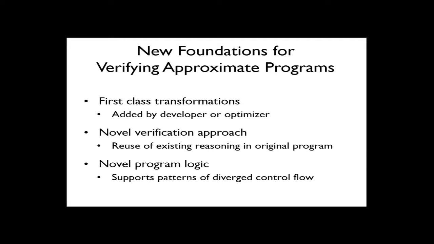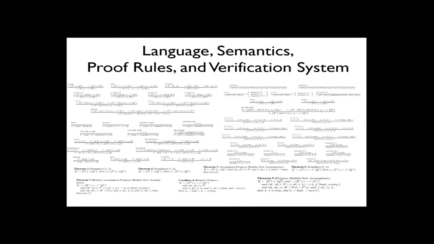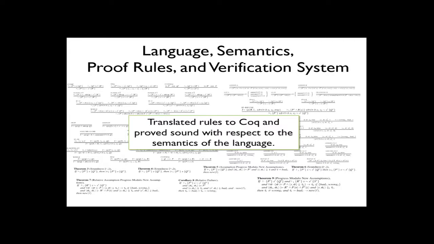And finally, we've got this programming logic that allows us to reason about the different concerns that come up while trying to do verification. Now, what this all comes together in is a big collection of inference rules, and this is a quarter of the inference rules or so. But the really important thing here is that we've taken these inference rules and actually translated them to Coq. And Coq is a proof assistant, an interactive theorem prover, that allows you to prove properties of a mathematical development.